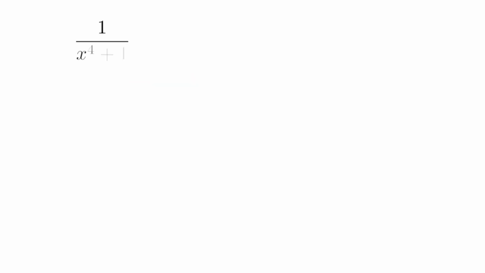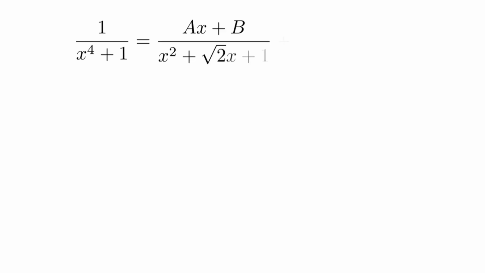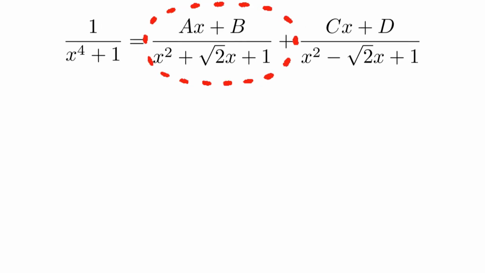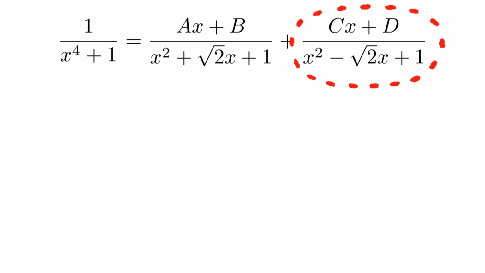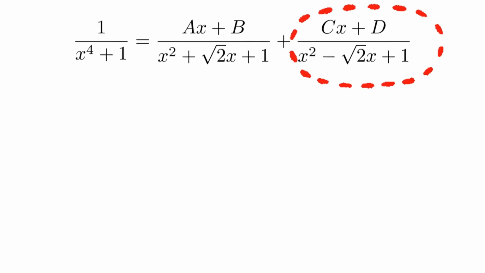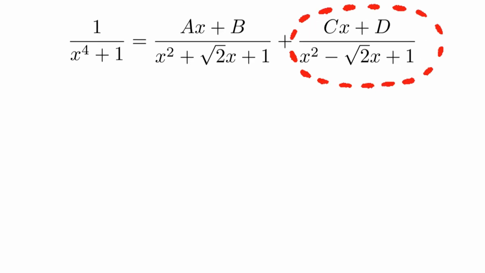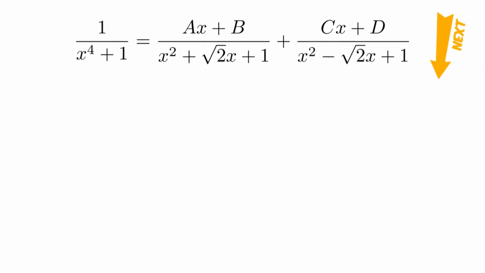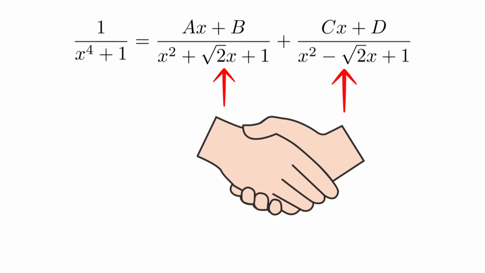We write 1 over x to the 4th plus 1 equals (Ax plus B) divided by (x squared plus square root of 2 x plus 1) plus (Cx plus D) divided by (x squared minus square root of 2 x plus 1). Next, multiply both sides by the common denominator.